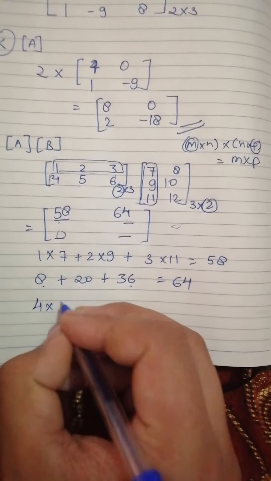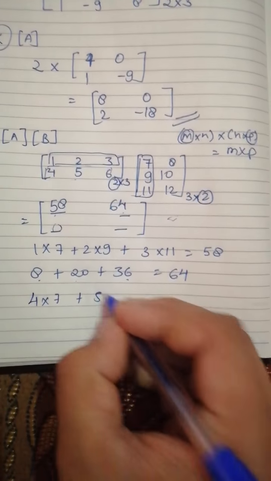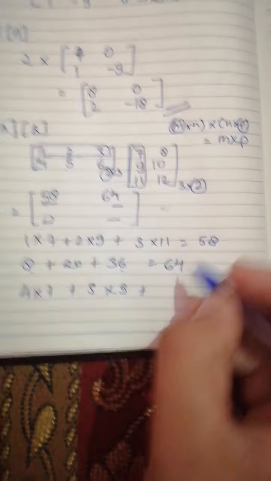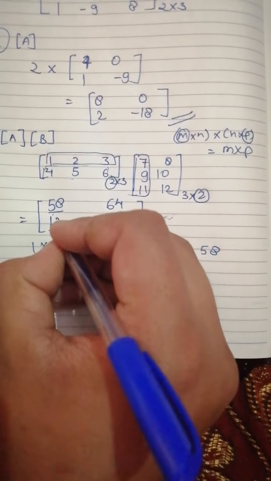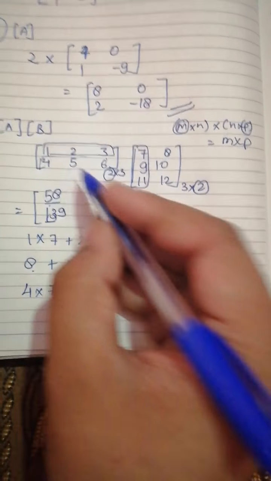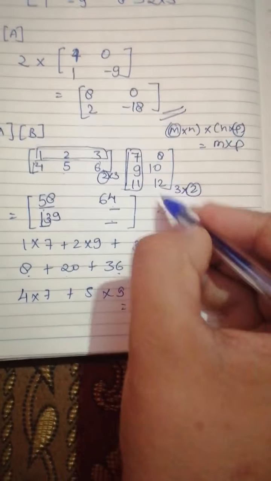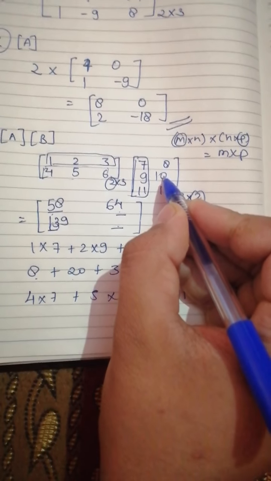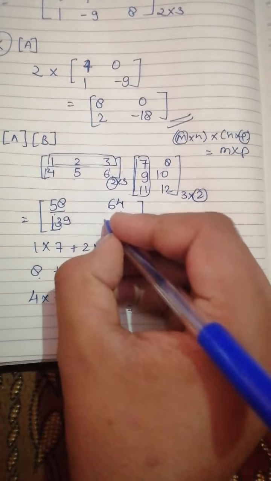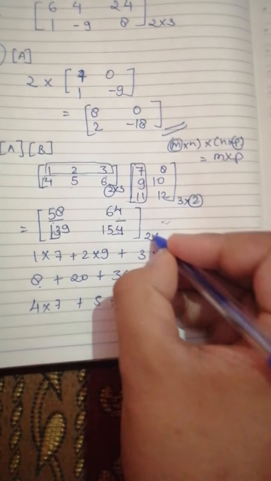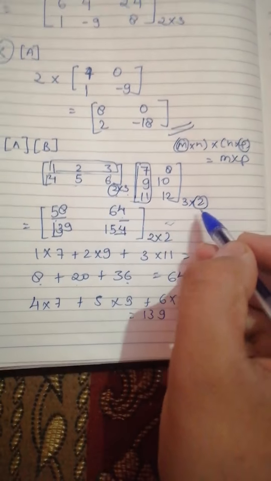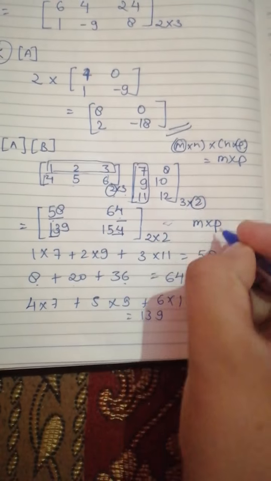So it will be 4 into 7 plus 5 into 9 plus 6 into 11. That's 139. You can tell your answers. Now for the last element here, we will multiply again second row by the second column. 4 into 8 plus 5 into 10 plus 6 into 12. That will give answer 154. And you can see the resultant matrix is already of the order 2 cross 2, which we already know. M cross n, n cross p gives m cross p. That's 2 cross 2. Now I don't think there will be any more doubts in this topic.